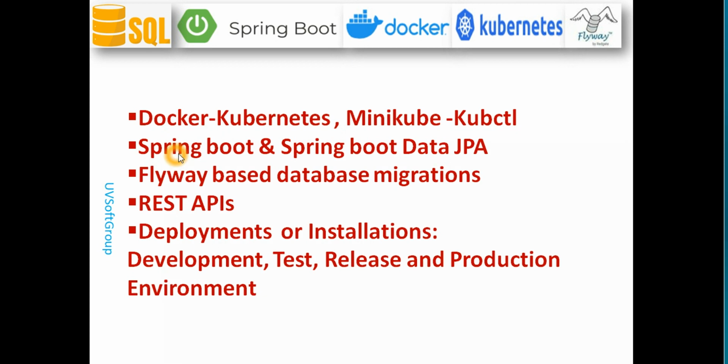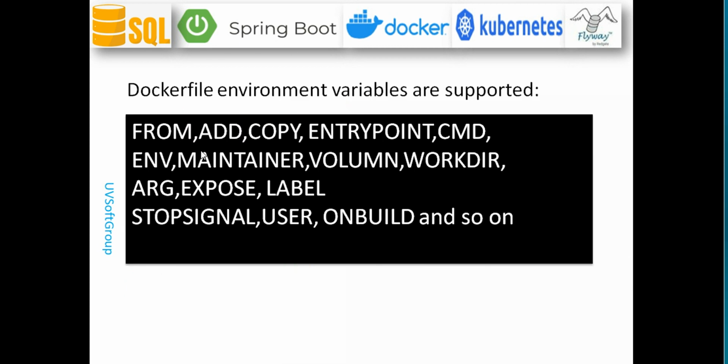So that means we have Spring Boot and Spring Boot JPA based applications. This uses the Flyway database migration tool, and it will expose some REST APIs, mainly the user registration APIs. That means user information, roles, and login privileges information with the REST API. We will discuss the application when we start. Deployment will be to the different environments: development, test, release, and production environments need to have the applications deployed. That's the idea. We already discussed in the last screencast how the standard, generic Docker files and environment variables are supported.